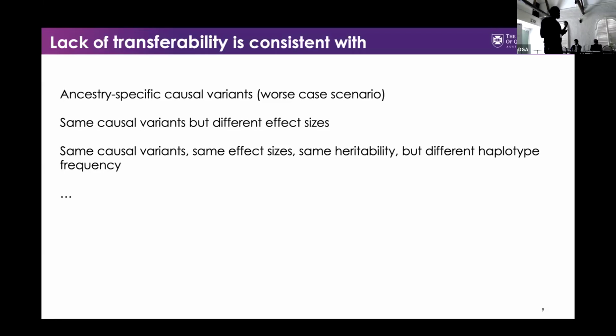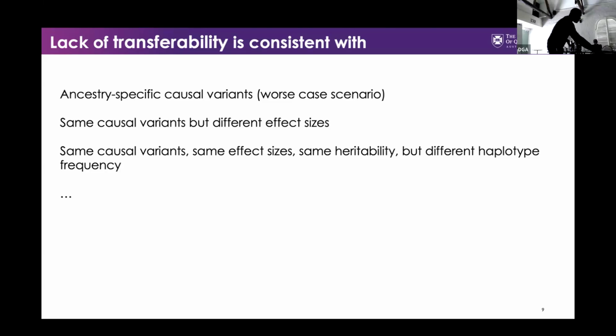And there is another explanation, probably a bit theoretical, but it's a context that's relevant for what I'm going to show next. We can imagine that the causal variants are the same, that the effect sizes are the same, that even the heritability of those conditions and traits are the same, but we just have frequency differences in our genetic variants. And this is something we observe. Certain genetic variants are more or less frequent in certain parts of the world, but is this going to be enough to explain the loss of prediction accuracy? And this is where we started the study.